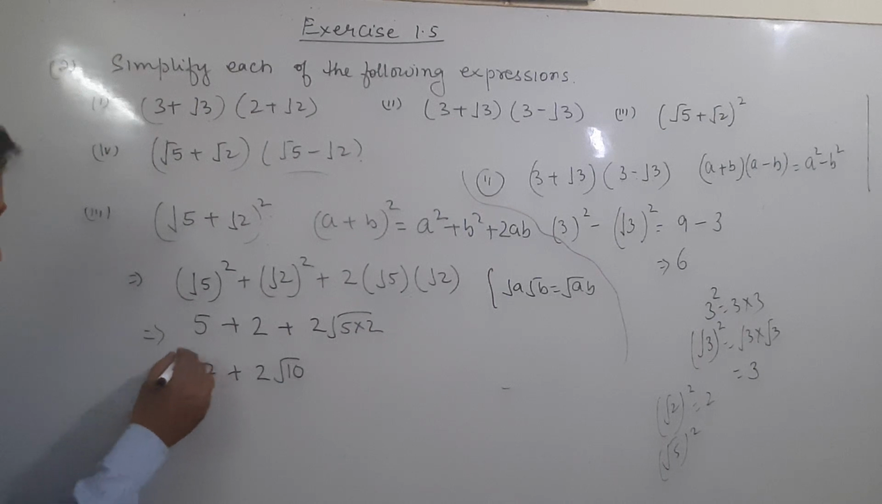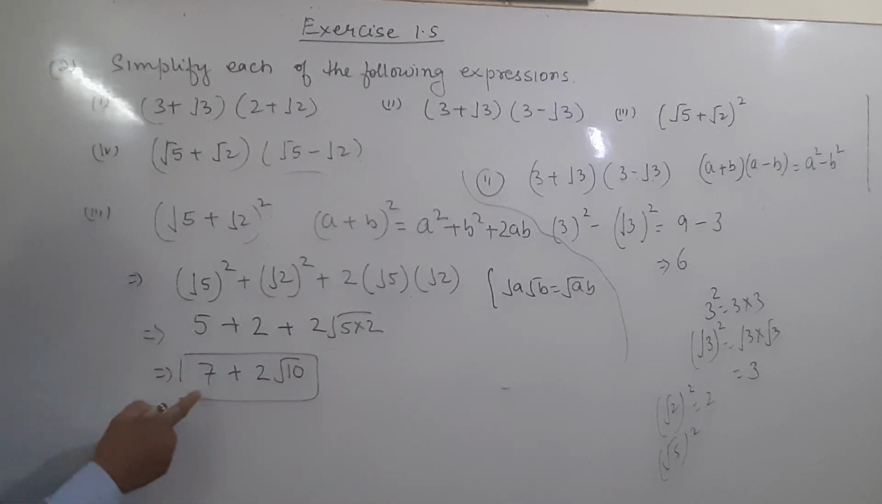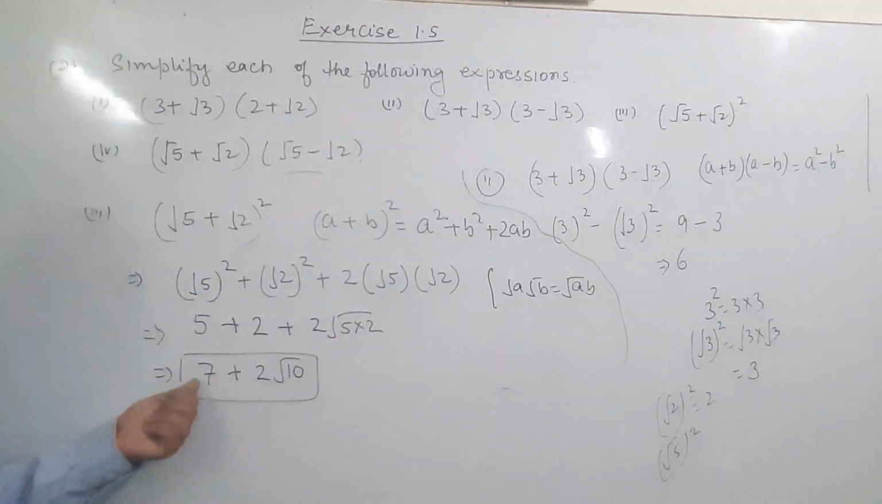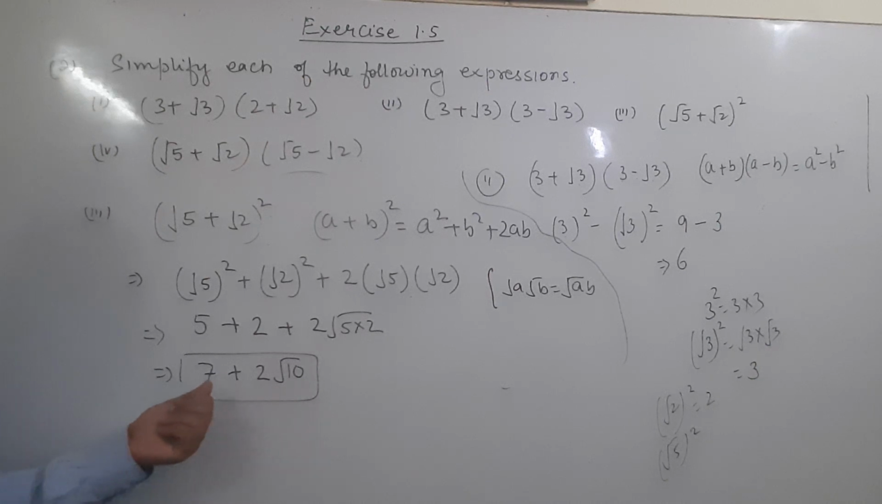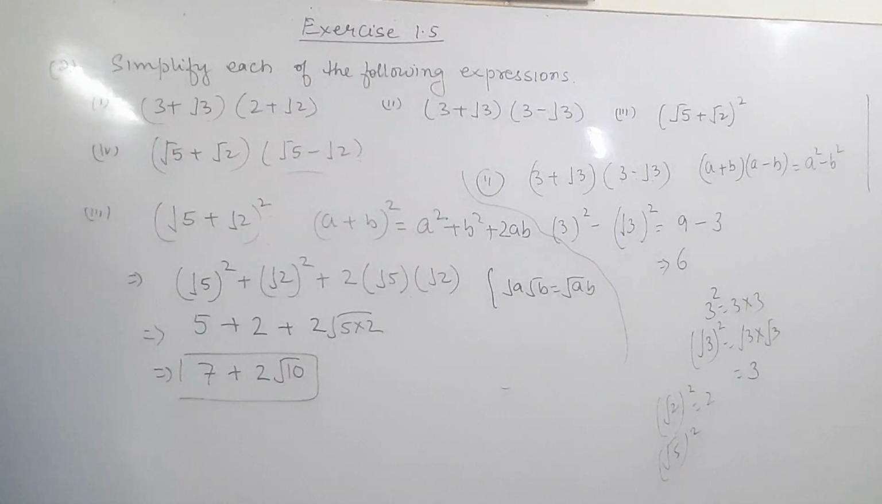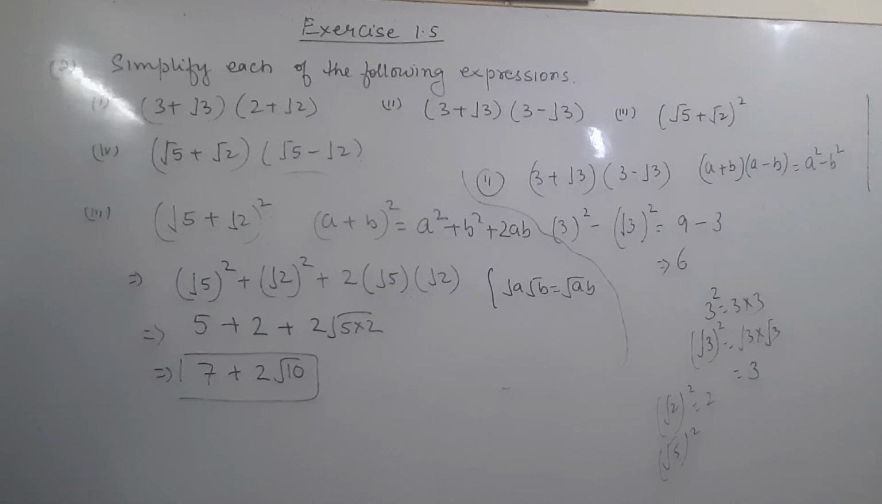And now it is your answer. After this, sometimes students solve it further. Some students add 7 plus 2. No. This 2 root 10 and this 7 are both unlike terms, and unlike terms never add to each other. You never solve after this one. 7 plus 2 root 10. This 2 root 10 never adds to 7. We never write 9 root 10. It is wrong. So it is your answer.